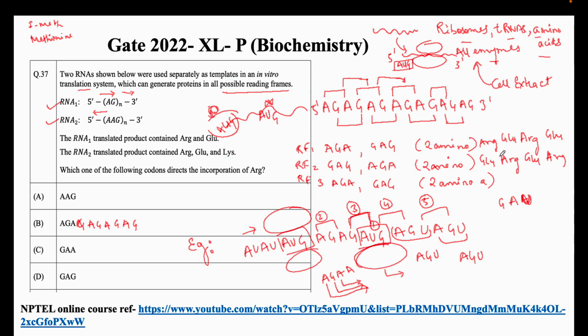The third reading frame will start from AGA. So it will be again arginine, glutamate, arginine. Since it is a 3-base sequence for an amino acid, that's why I said there are 3 possible reading frames. RNA is single stranded, so it will have 3 possible reading frames. Okay, so I'll write this on the next page.